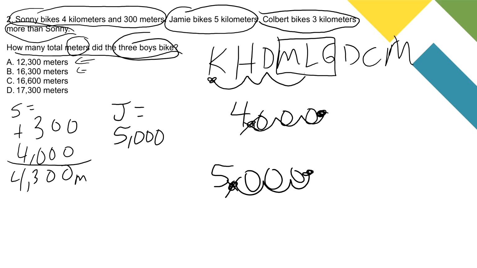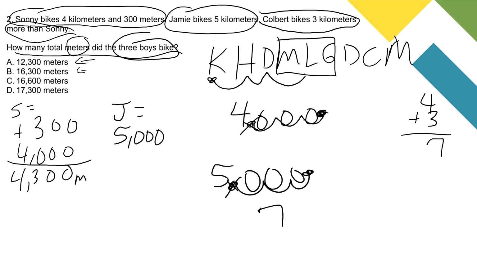All right, and now we need to figure out Colbert. Now, Colbert bikes 3 kilometers more. Now, it did not say Colbert has 3. Make sure you read your questions more than one time. Colbert bikes 3 more than Sonny. So what did Sonny have? How many kilometers did Sonny have? Sonny had 4 kilometers. So 3 more means to add. So 4 plus 3, 7. So Colbert had how many kilometers? Not 3. He had 7.